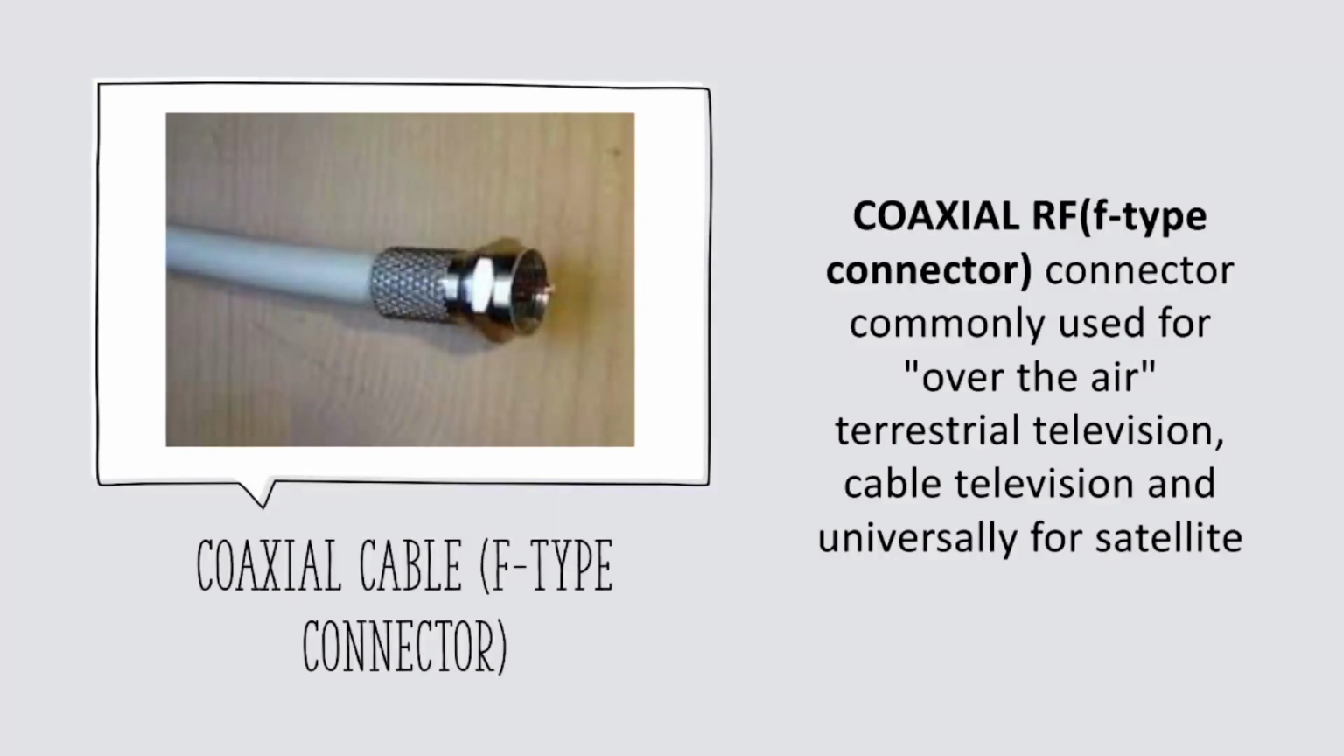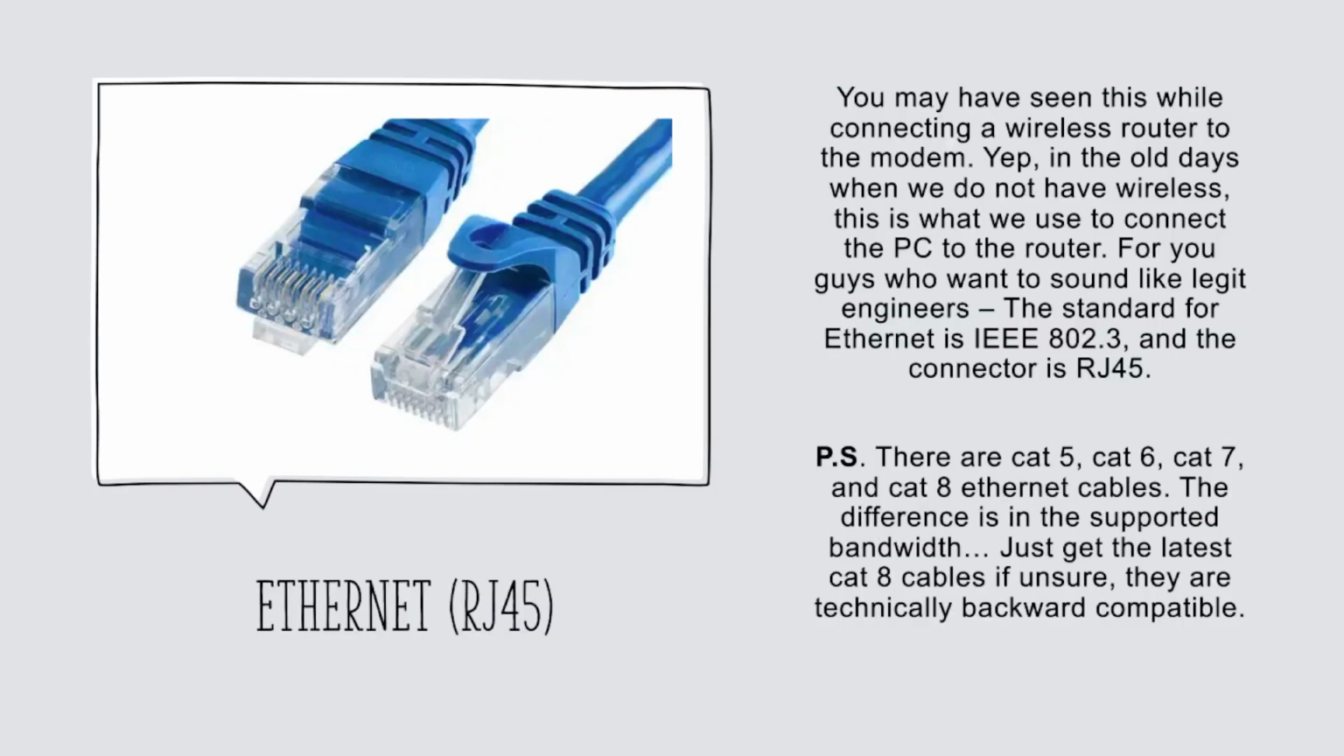Coaxial cable, RF F-type connector, commonly used for over-the-air television, cable television, and satellite TV. Ethernet, RJ45. You may have seen this one, which connects to a wireless router or modem. Yep, in the old days when we did not have wireless, this is what we used to connect to the PC and router. For you guys who want to sound like legit engineers, the standard for Ethernet is IEEE 802.3, and the connector is RJ45.